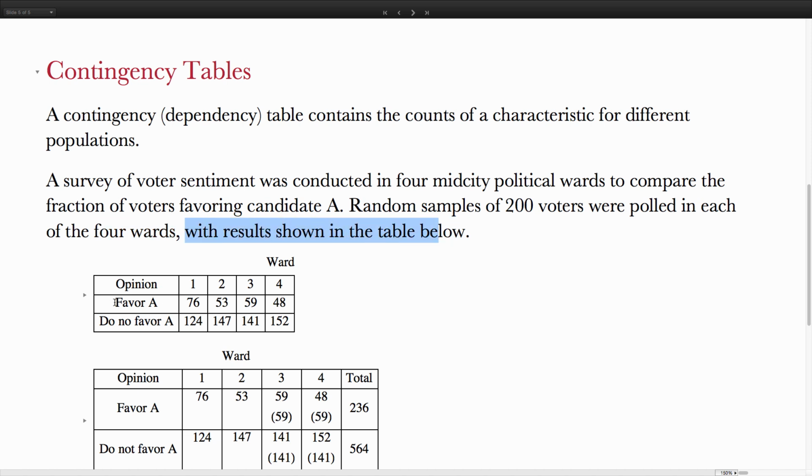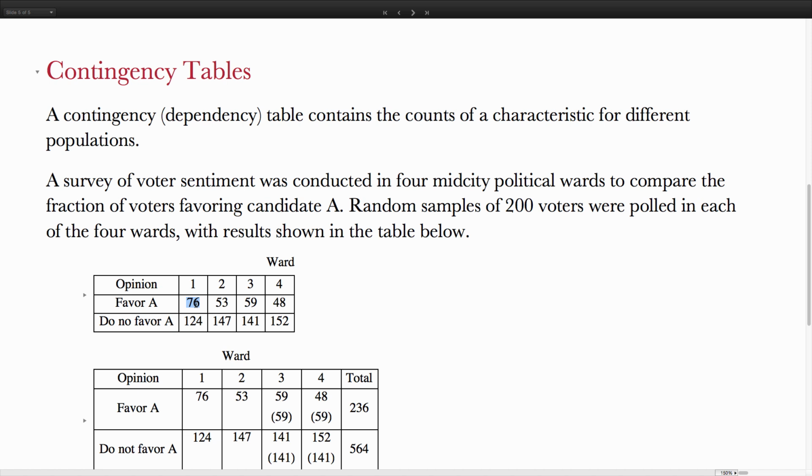So the characteristic is the opinion of the voter, and the 2 possible answers, or the 2 possible ways we can classify this category, is whether they favor some candidate A or they don't favor candidate A. Okay? But notice that when I'm talking to a subject and asking them the question, I already know which political ward they are from. So I've decided that I'm going to talk to 200 voters for each of the 4 wards. Okay? So whether they're in Ward 1 or not is not a surprise to me.